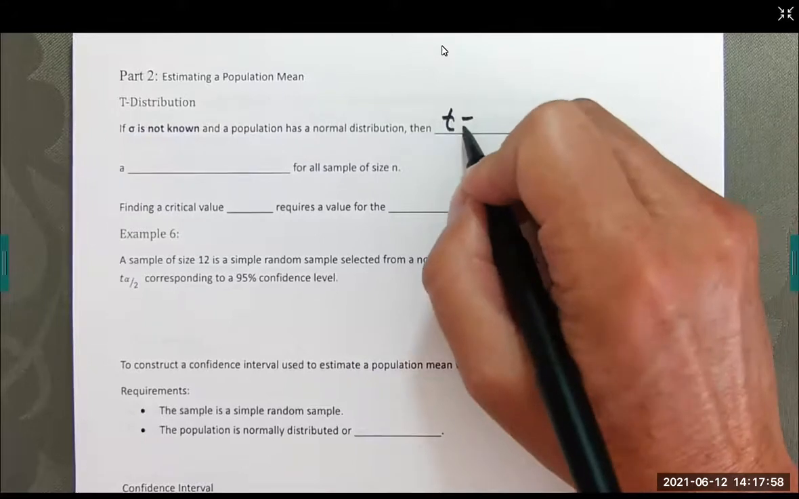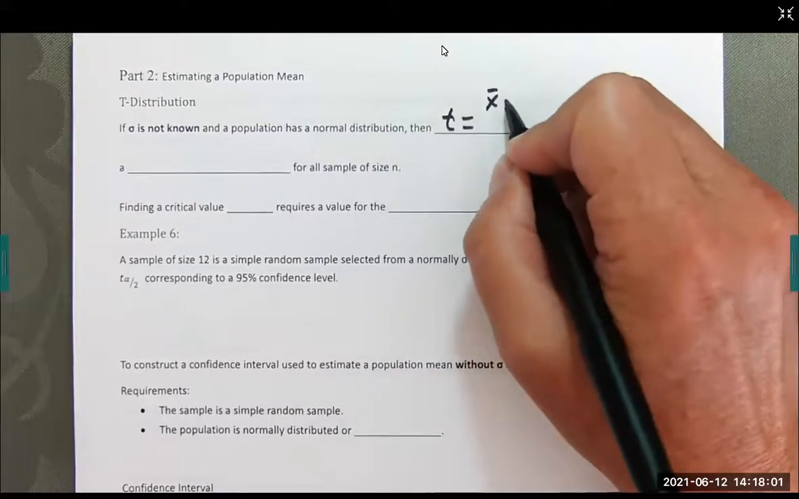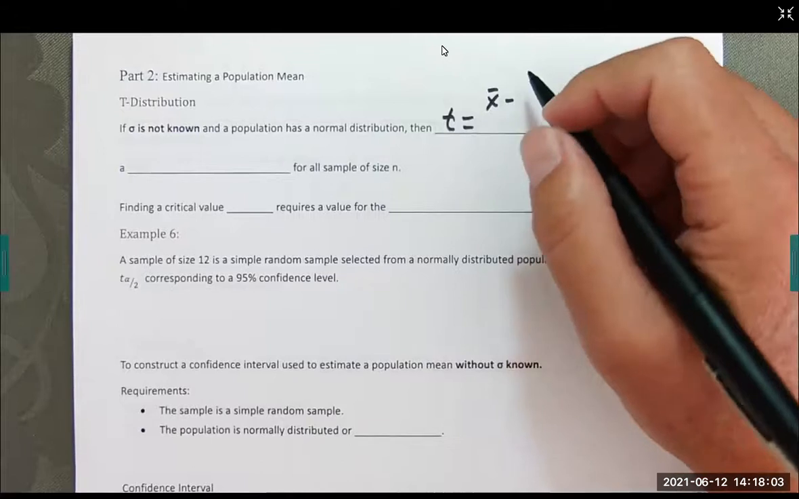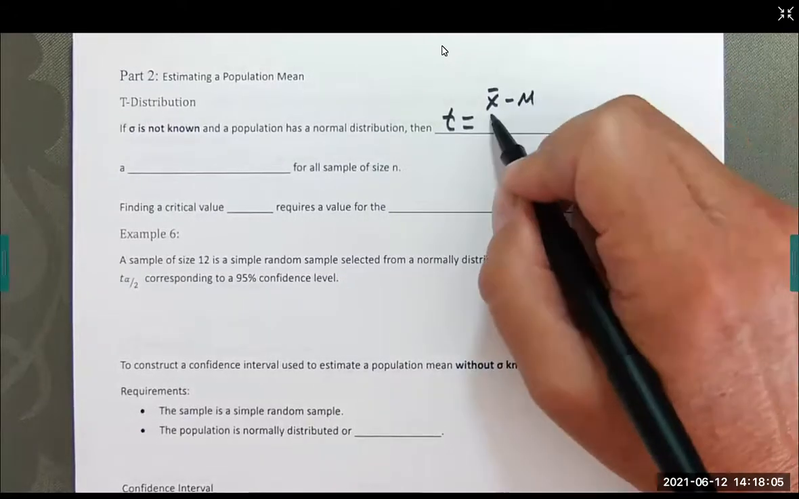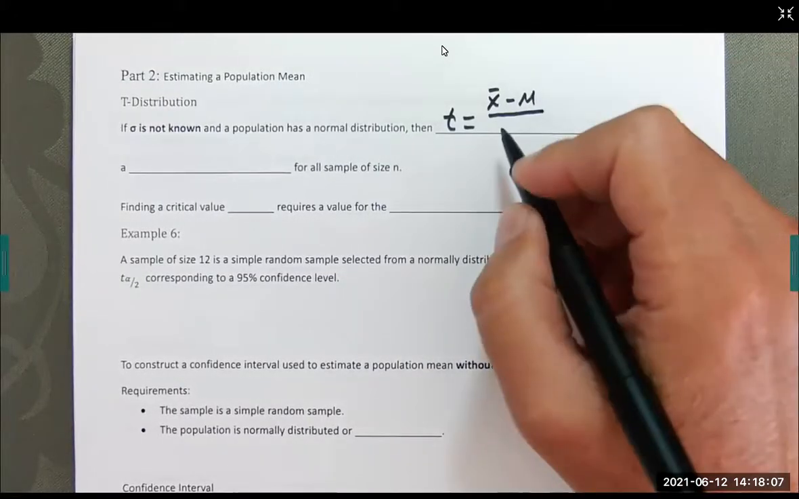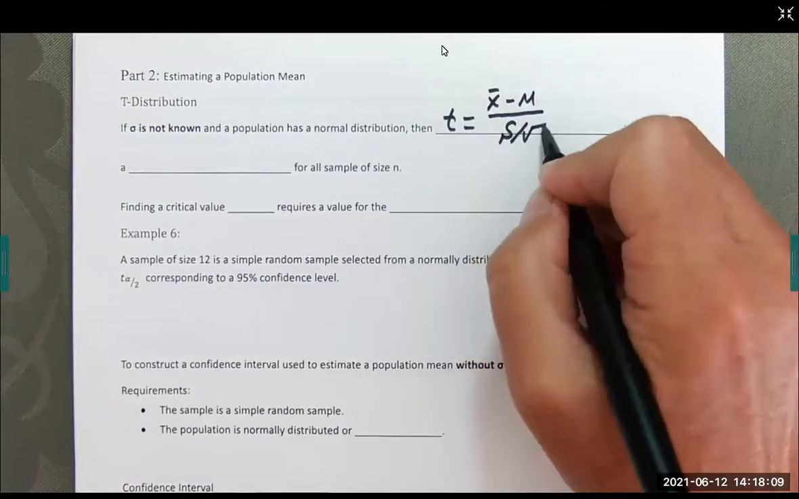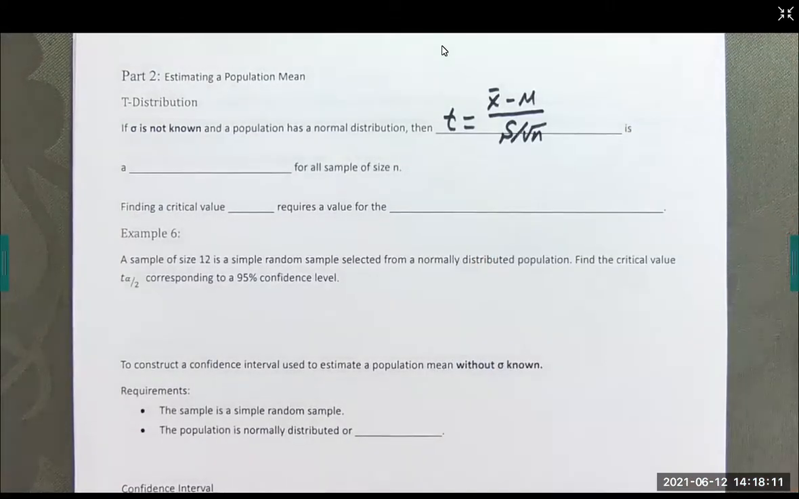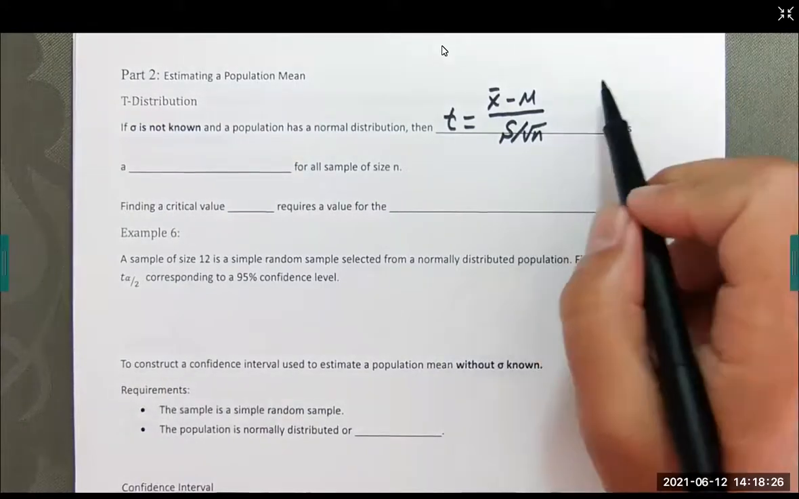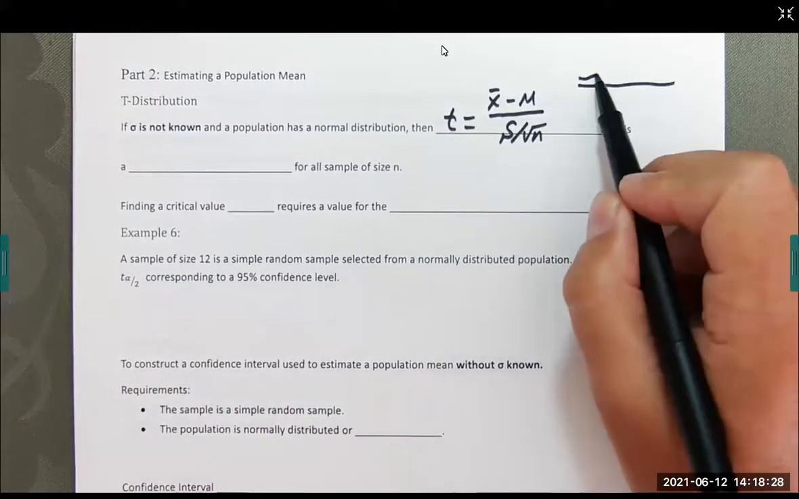T equals x bar minus mu over s divided by root n. And yeah, so there's our new t distribution. Now, the nice thing is it looks a lot like the z distribution, especially as n gets really large, then it looks almost exactly the same as far as a bell shaped curve.